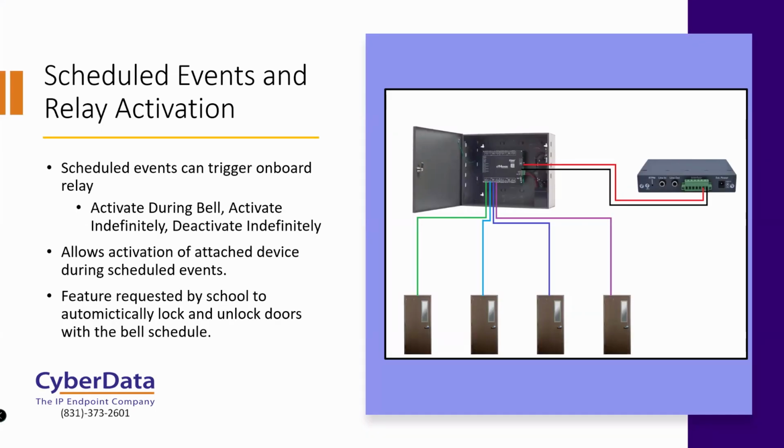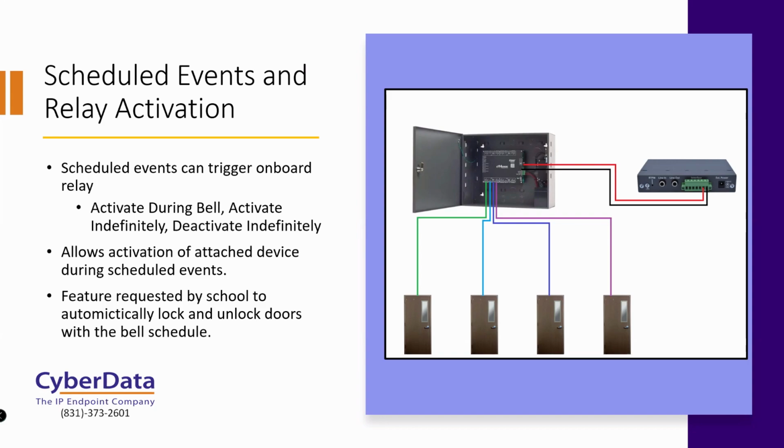So next, as we were kind of discussing earlier, the scheduled events and relay activation. So with the scheduled event, you can actually go and trigger the onboard relay. And this is most useful in scenarios where you're not connecting the paging server to an analog amplifier that requires that relay connectivity. Again, if the relay is connected to the amplifier, you can't utilize this functionality. However, if that relay is just sitting there unused, it can be connected into an actual door system.